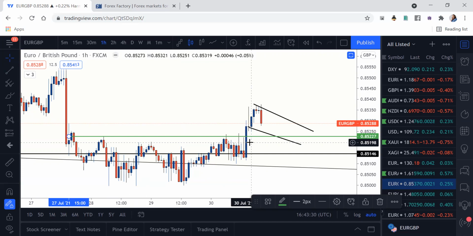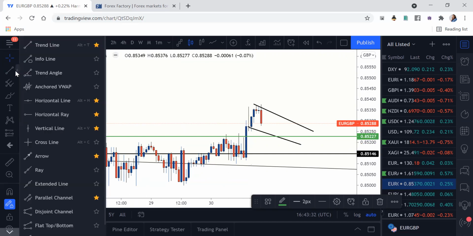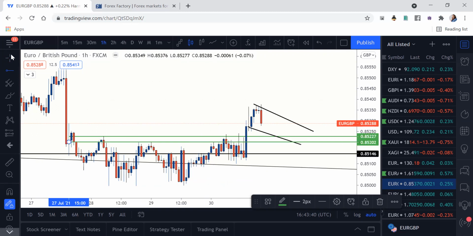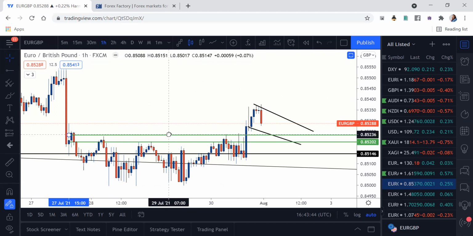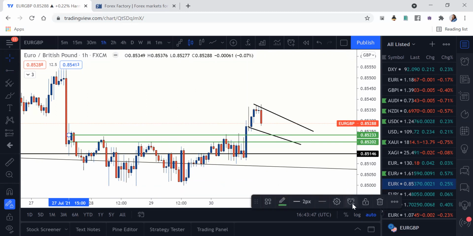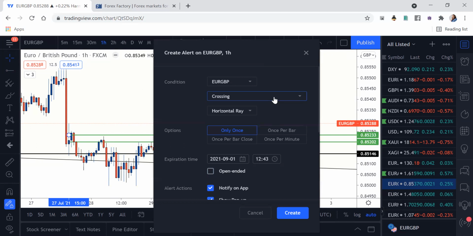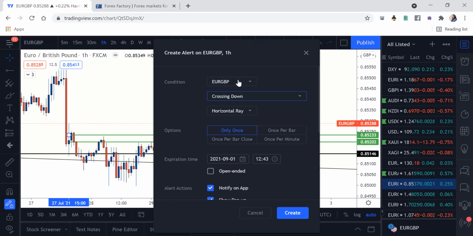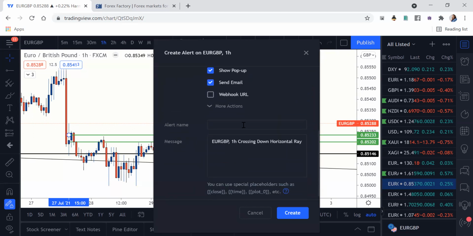So you could even mark it with 2 horizontal rays, right? You could say, okay, the first one is your alert line, and then the second one is the actual point of interest, right? So I'm going to put this here, and I am going to set an alert on my horizontal ray, Euro GBP crossing down my horizontal ray, right? And I can leave it as only once, and I can name it point of interest.